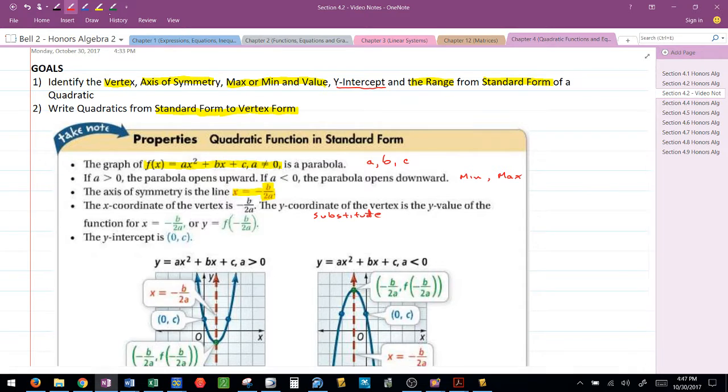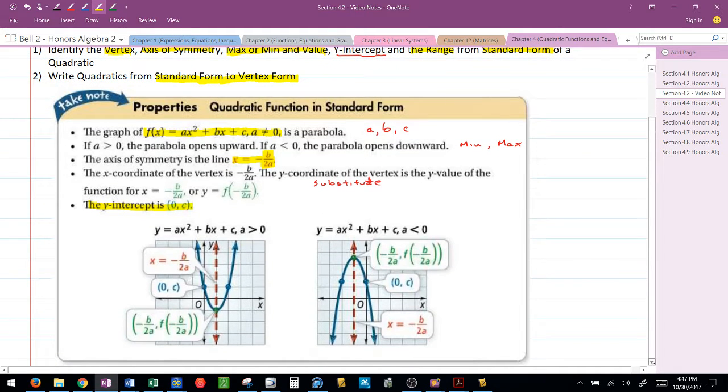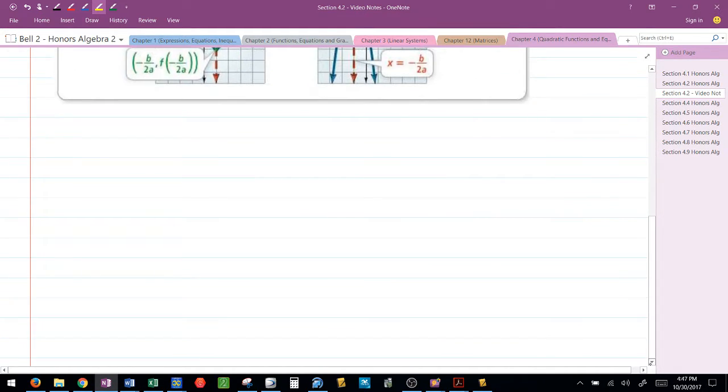One other thing that's new here is this idea of a y-intercept. And the y-intercept for a quadratic is always going to be (0, c). It's 0, comma, whatever the constant is of the quadratic. So what we're going to do now is we're going to do a few examples together. Do your best to follow along. Hopefully this is going to be good enough. We can always finish up by looking at these things a little bit more next class.